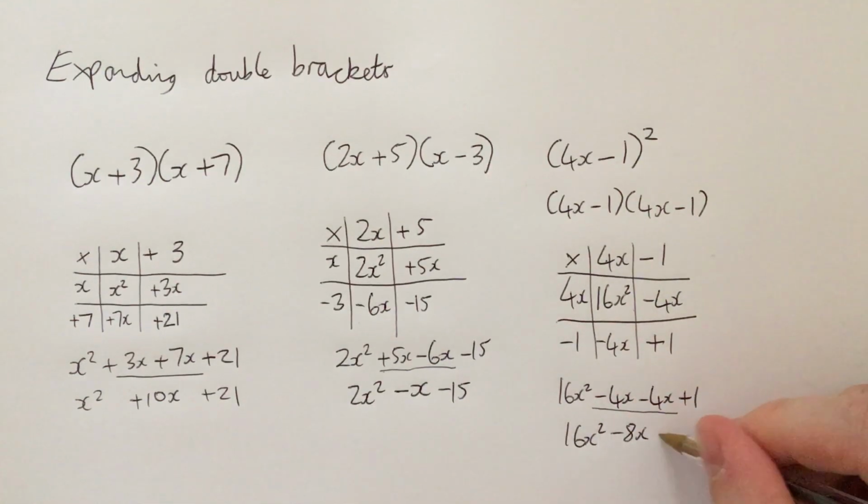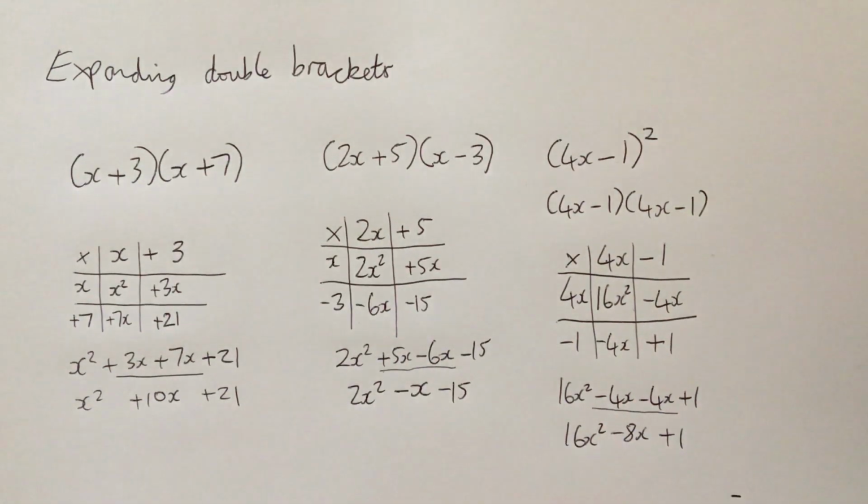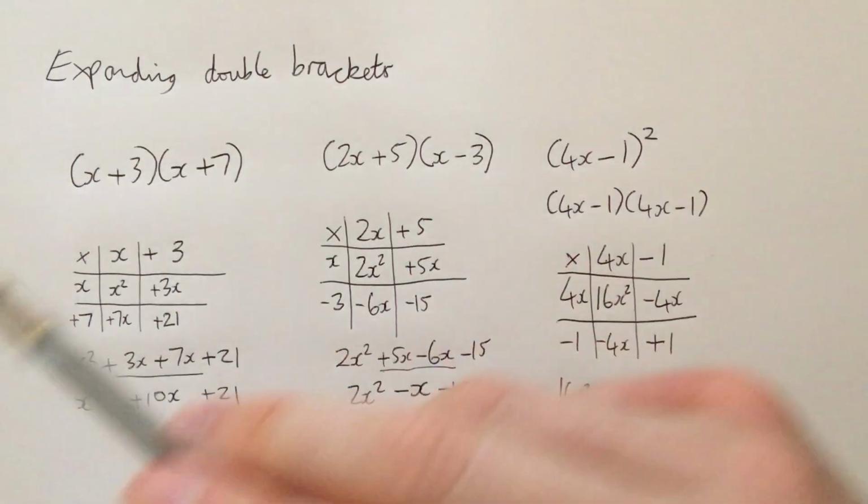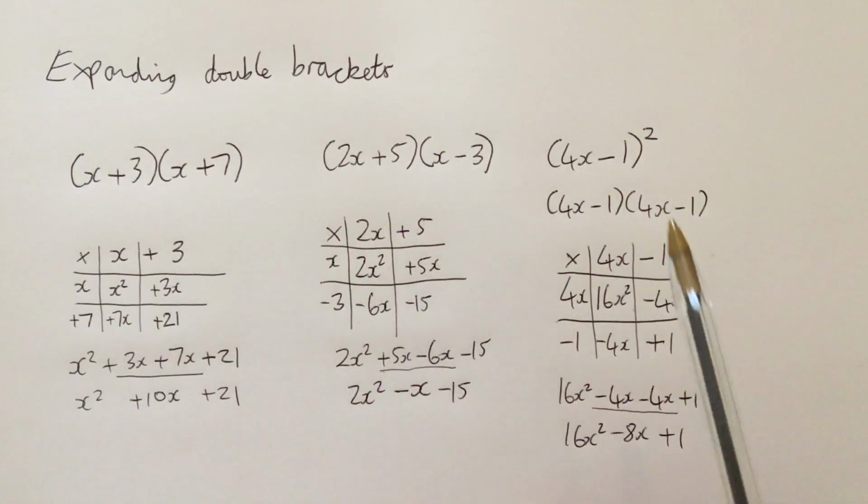16x squared minus 8x plus 1. Before my washing machine explodes, I'm going to finish the video there, but that is how you expand double brackets.